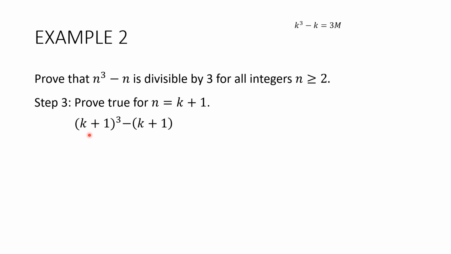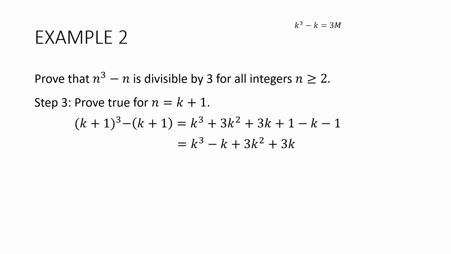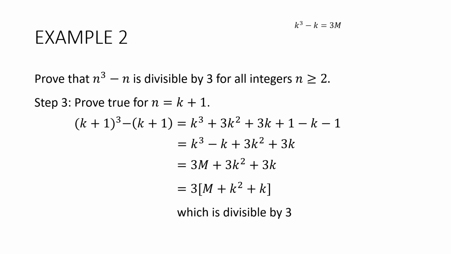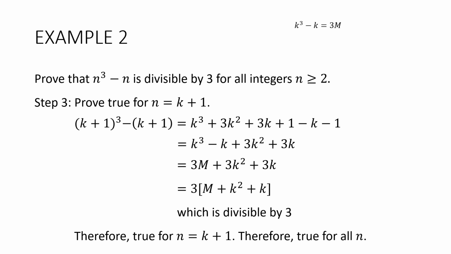We're going to expand this out. We're going to do that by using our binomial theorem. Recall it is k cubed plus 3k squared plus 3k plus 1. And expanding this negative through the brackets, get minus k minus 1 here. Now I can make k cubed the subject here, but I can see a k cubed minus k sitting there. So just rearranging that, that's going to be 3m. And I have a common factor of 3, don't I? So therefore, it is divisible by 3. Therefore, it is true for n equals k plus 1. Therefore, true for all n.